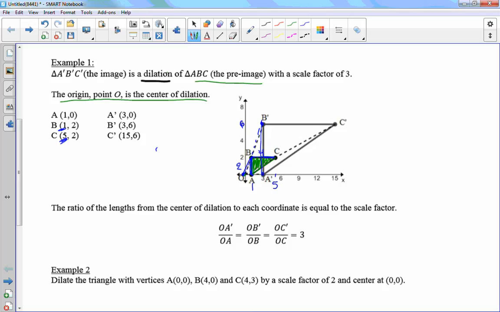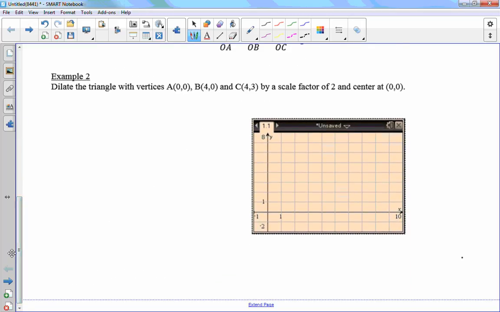Well, if we dilate it by a scale factor of 3, 4 times 3 is 12. So that should be 12. Well, B prime, it says, is from x equals 3 to x equals 15. Is that actually a distance of 12? From 3 to 15? Yeah. And maybe you can put that in to do A to C, but we're not going to. Okay? Let's look at example 2 and dilate the triangle.